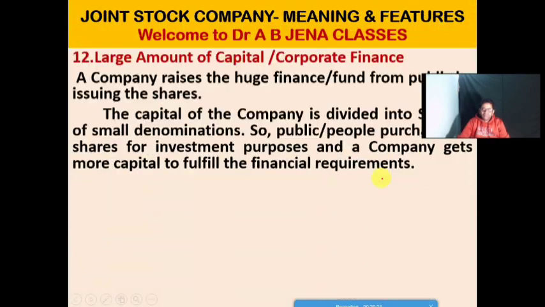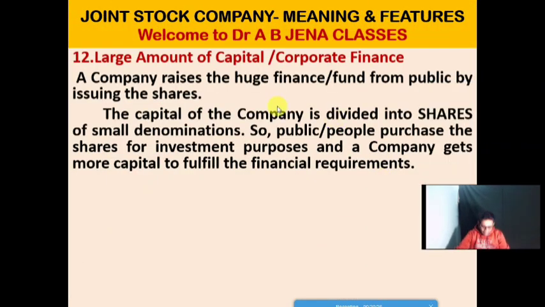So next, let's see the limitations of sole proprietorship and the cooperative society, and the advantages of the joint stock company. Normally, there is a large amount of capital, or corporate finance. Corporate means the company. A company raises huge finance, a huge fund, from the public by issuing shares. The capital of the company is divided into shares of a small denomination, so that even a common man can purchase a share.